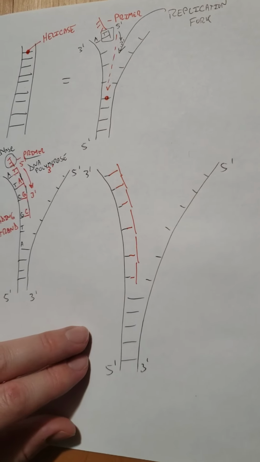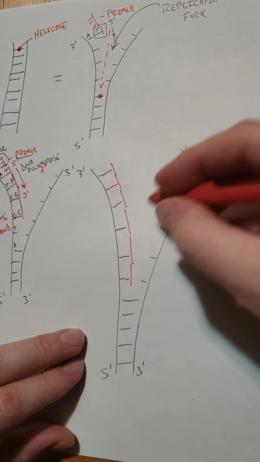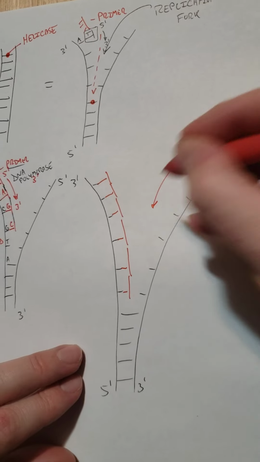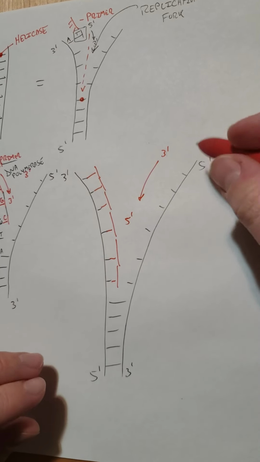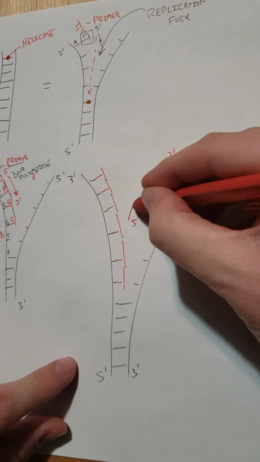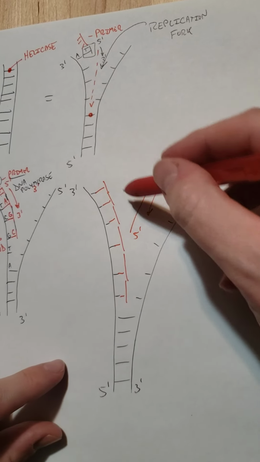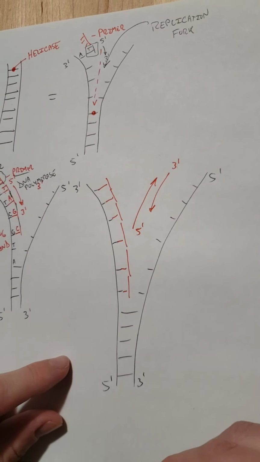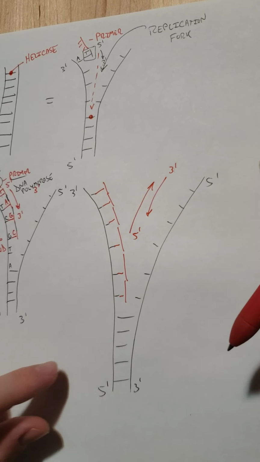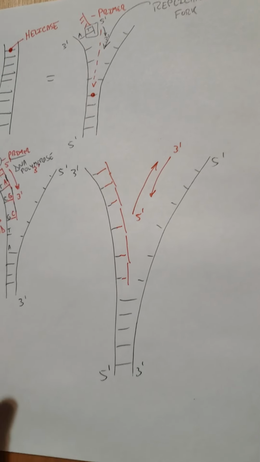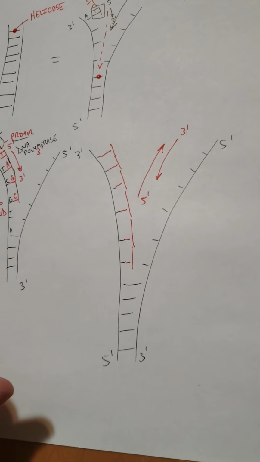So this side, the piece that we're going to be making would be 3' to 5', and we cannot make DNA that way. DNA can only be made this way. So you're like, okay, well, let's wait till we get all the way to the bottom, and then we'll start at the bottom and go all the way to the top. And I suppose that would make sense, but that's not what happens, so that's not what we're going to teach you.